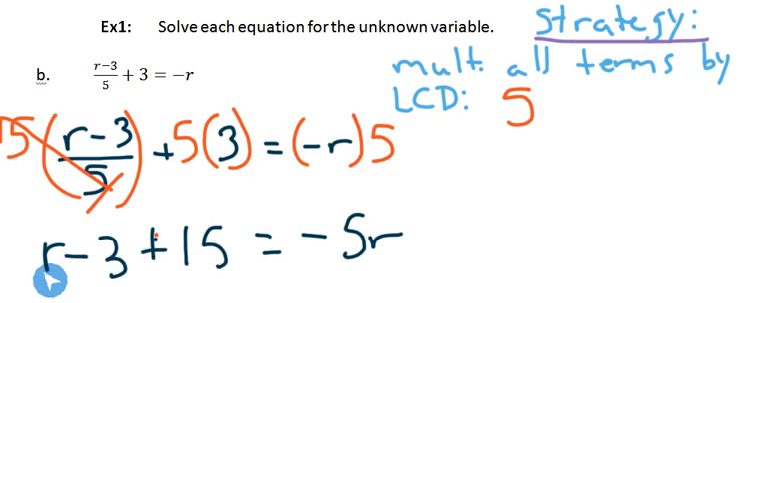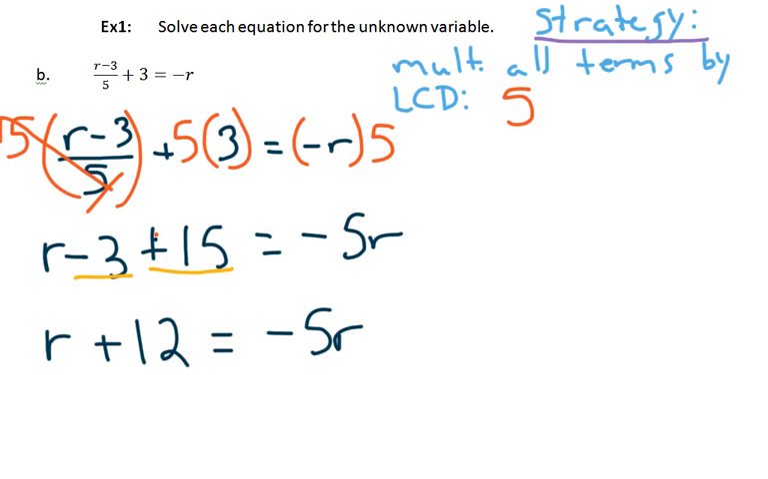On the left side of the equation, we have r minus 3 plus 15. Well, these are like terms. So negative 3 plus 15 is 12. So we have r plus 12 equals negative 5r.